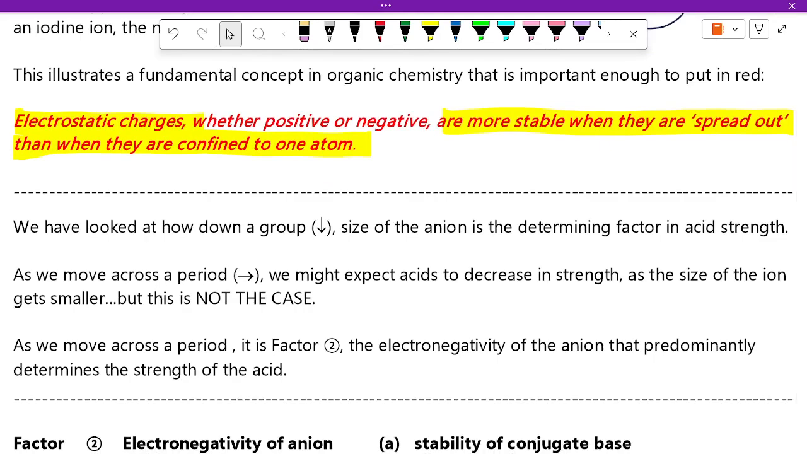Now, we've looked going down a group. What if we go across? Going up is just the opposite of going down, and for the same reasons, okay? Same reasons up and down. But as we go from left to right, so now we're going across a period.